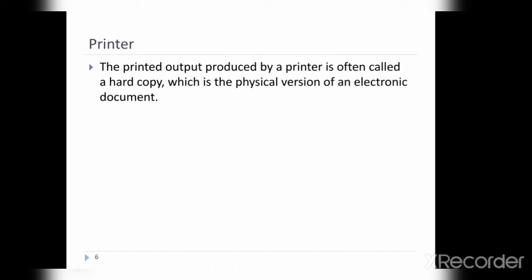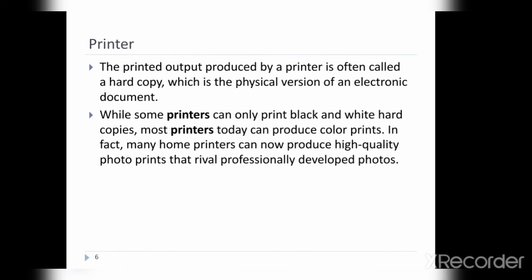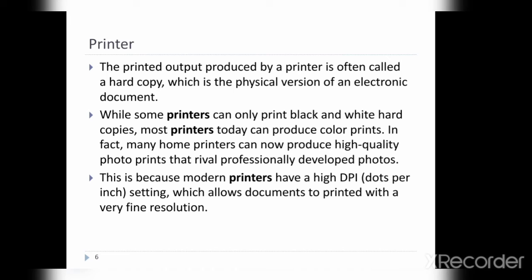The printed output produced by a printer is often called a hard copy, which is the physical version of electronic documents. While some printers can only print black and white hard copies, most printers today can produce color prints. In fact, many home printers can now produce high quality photo prints that rival professionally developed photos. This is because modern printers have a high DPI. DPI means dots per inch setting, which allows documents to print with a very fine resolution.